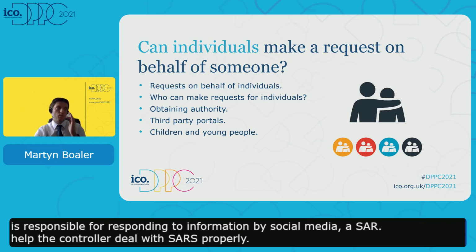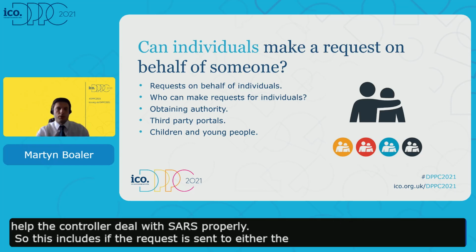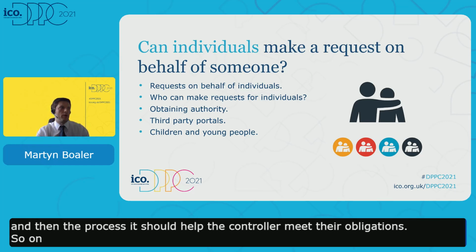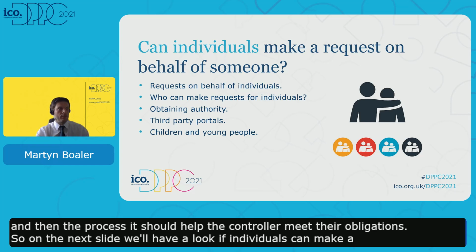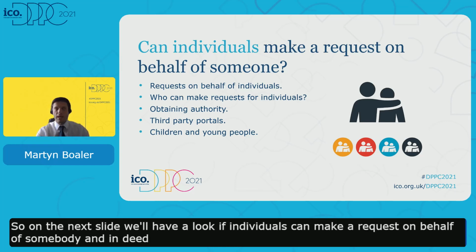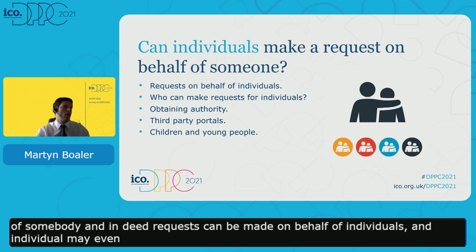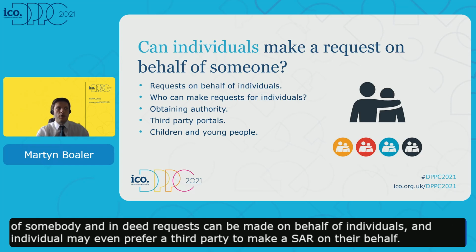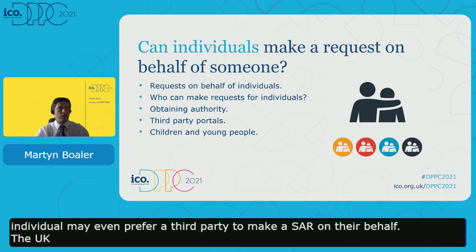So on the next slide, we're going to have a look at whether individuals can make a request on behalf of somebody, and indeed requests can be made on behalf of individuals, and an individual may even prefer a third party to make a SAR on their behalf. The UK GDPR does not prevent this, but you need to be satisfied a third party has the appropriate authority to act on an individual's behalf.